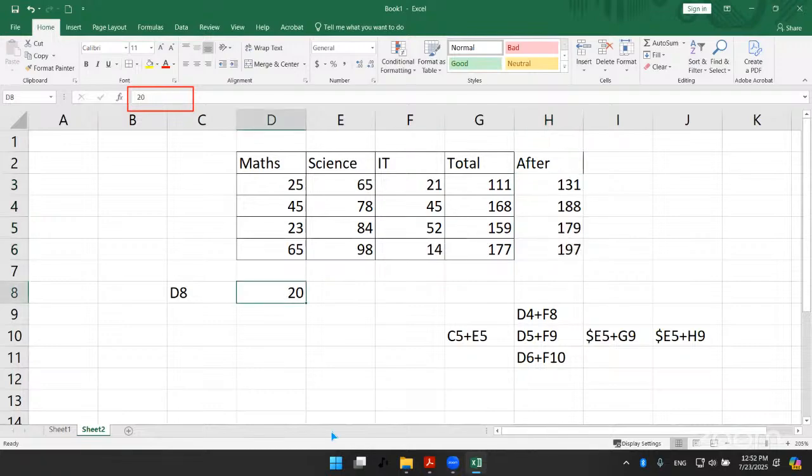We need to change this 20 to 25. I'm going to change it to 25. You can see the values are changed. That means these were added by 25. Let's see 30. Can you see? I can just change this cell and all the values will be changed. That is why we need the absolute value. If all the cells need to add with one cell, it is called an absolute cell. Is it okay? Absolute cell. Okay.